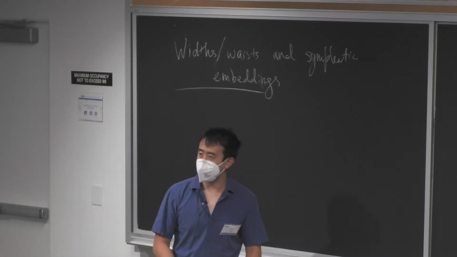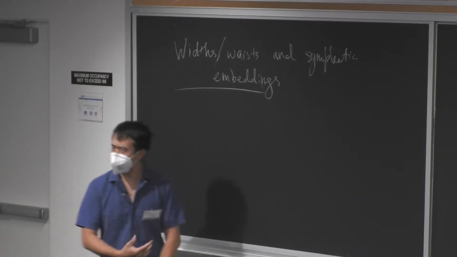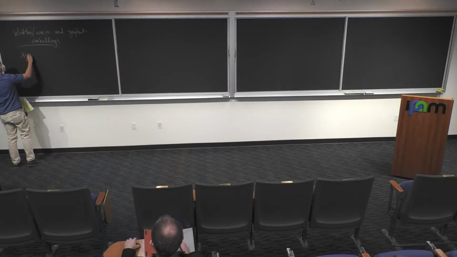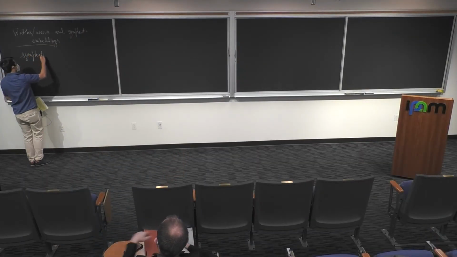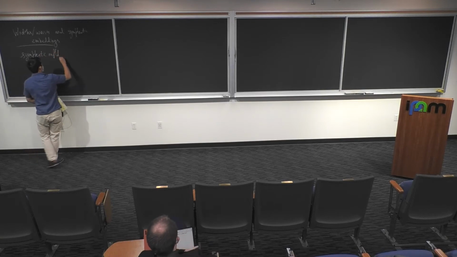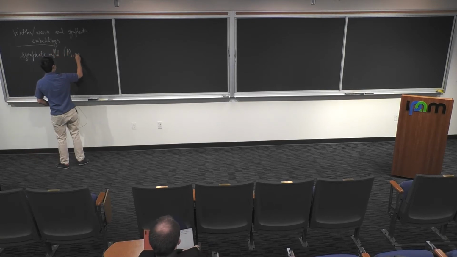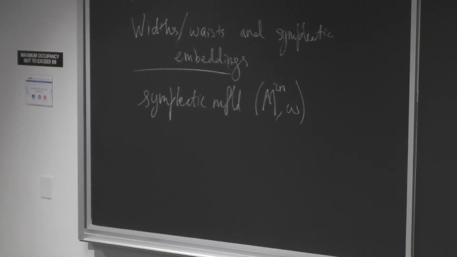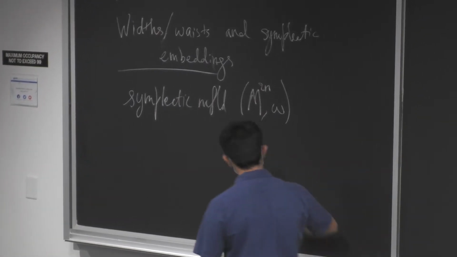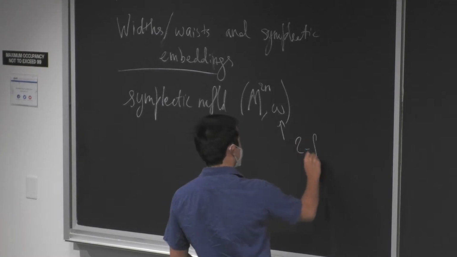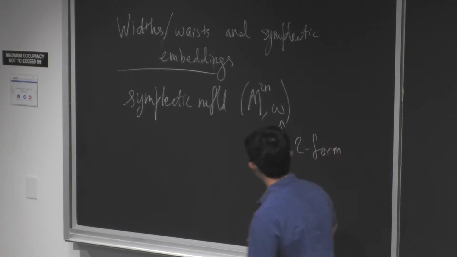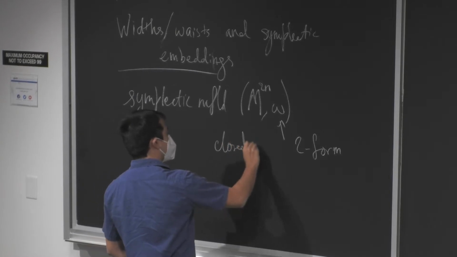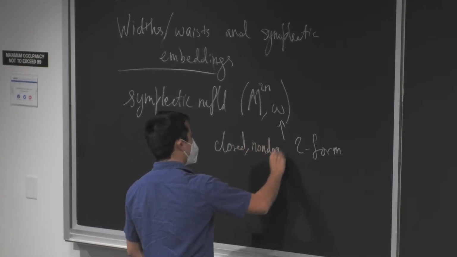So I thought I would start by just reminding you all and reminding myself what a symplectic manifold is. So that is just a smooth manifold of even dimension, equipped with a 2 form. And this 2 form has to be closed and non-degenerate.